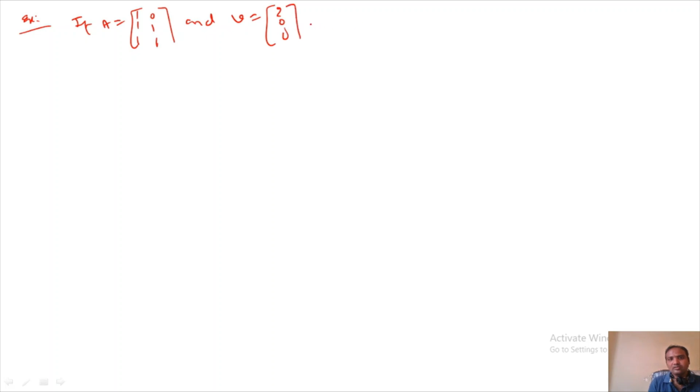Now we'll see some examples. Suppose A equal to [1 1; 1 0; 1 1] and V equal to [2 0 0]. Then find X hat, small p and capital P. If somebody asks me like this, how to find this? We have to find X hat.